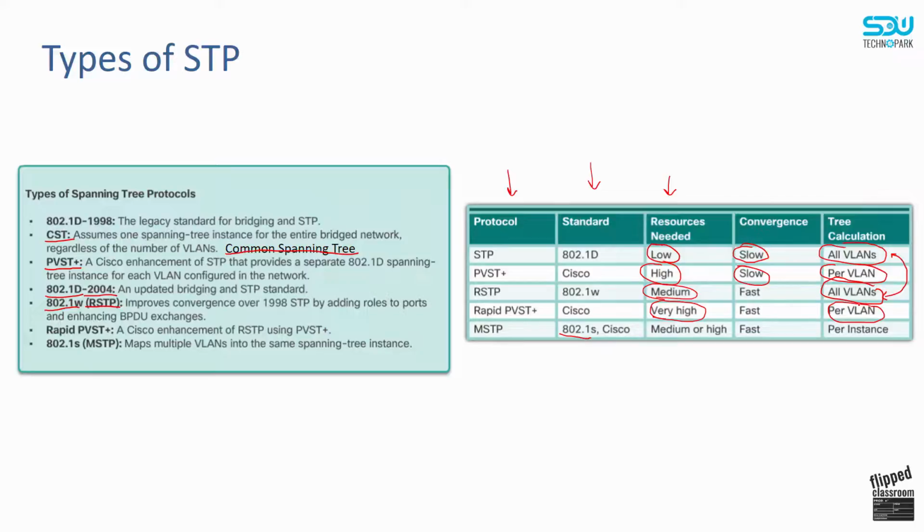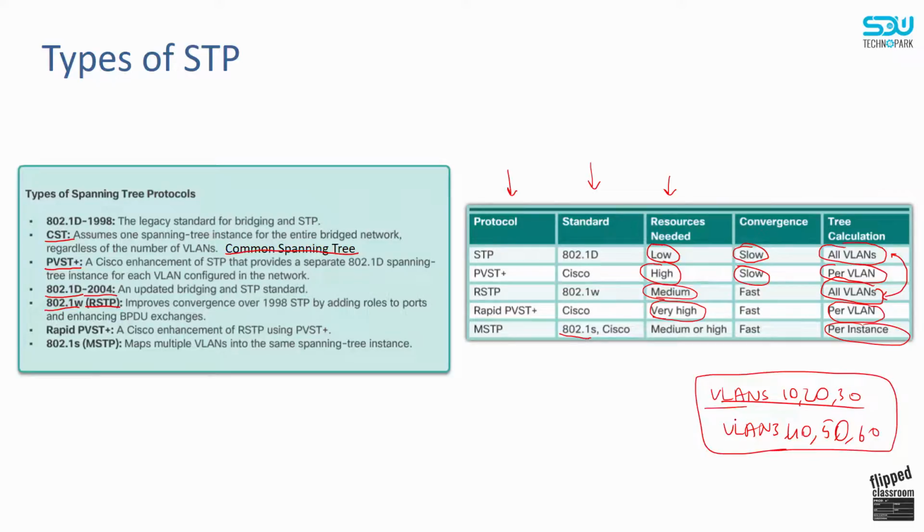And MSTP is also taking high calculation resources because it is making calculations for multiple VLANs, for sets of VLANs, with one calculation per instance. For example, you can create a separate STP tree for VLANs 10, 20, and 30, and another tree you can create for VLANs 40, 50, and 60, and they will have different tables.